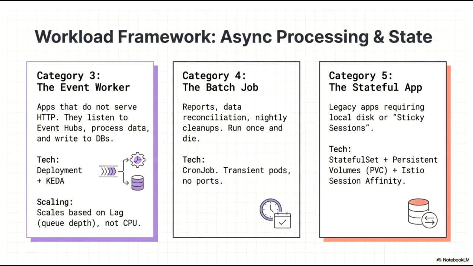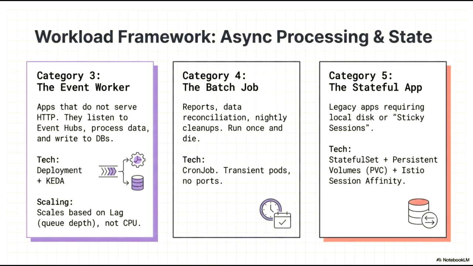Category 4 covers the batch job. These workloads are designed for specific tasks, like generating reports, data reconciliation, or nightly cleanups. They operate on a run-once-and-die principle. We implement these using Kubernetes cron jobs, which utilize transient pods that do not require open ports.